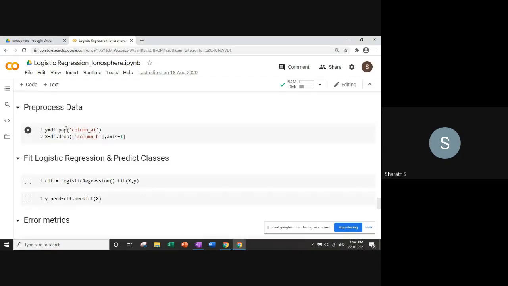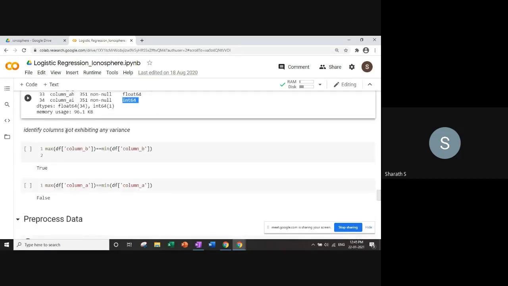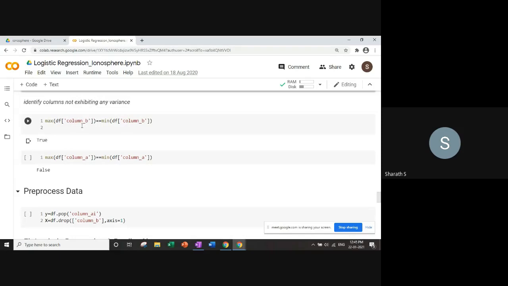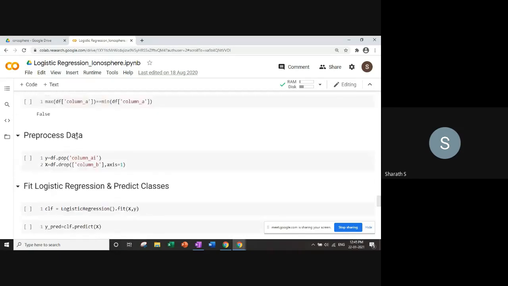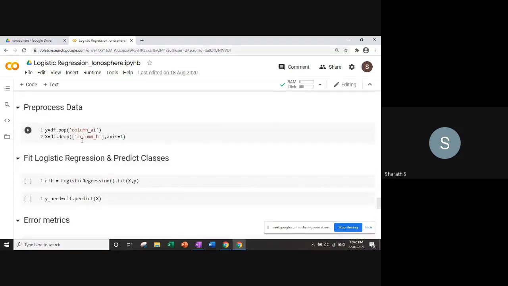So when you say pop, it just removes the last column and gives you that value into y. And because you did some variance testing here and found that column B is not varying much and has no significance, you can throw that column out too.